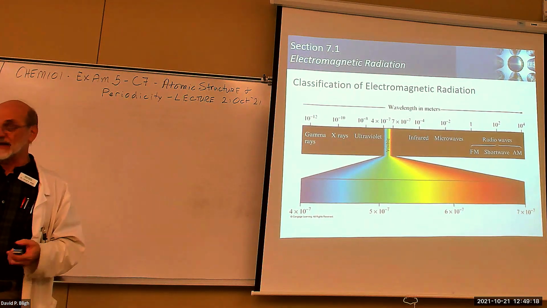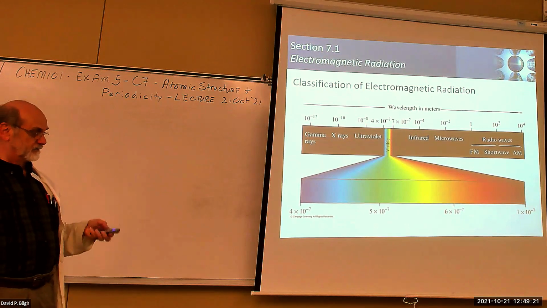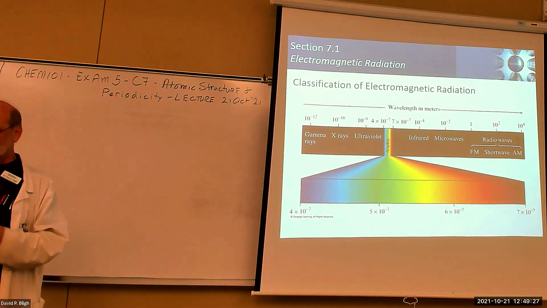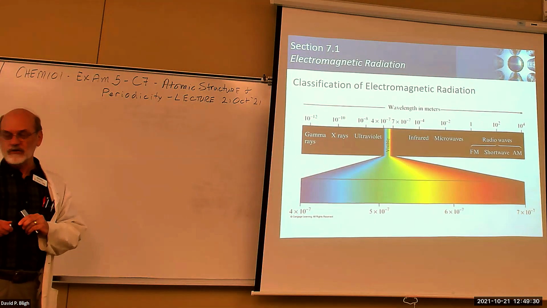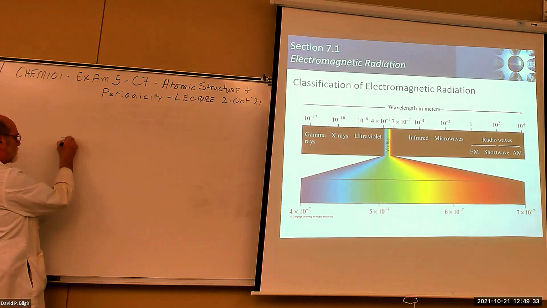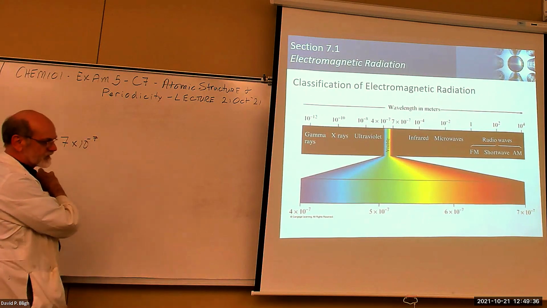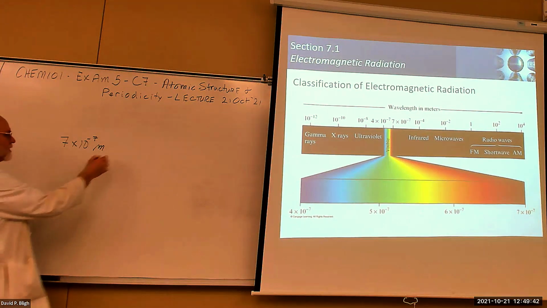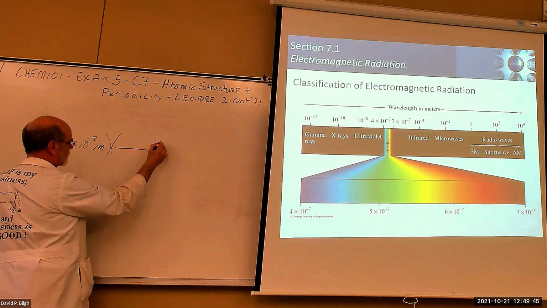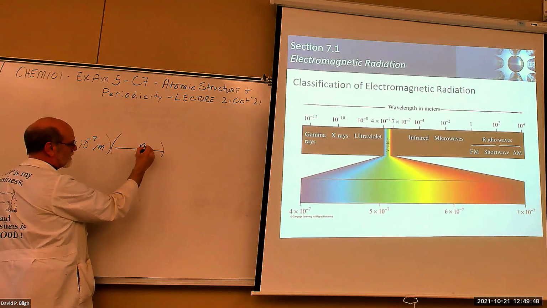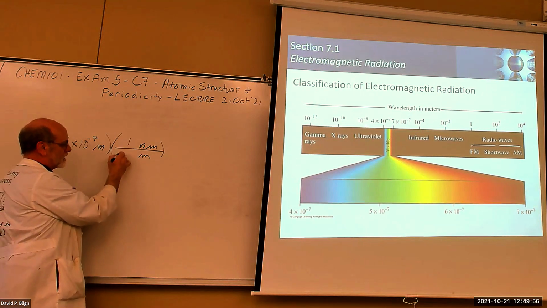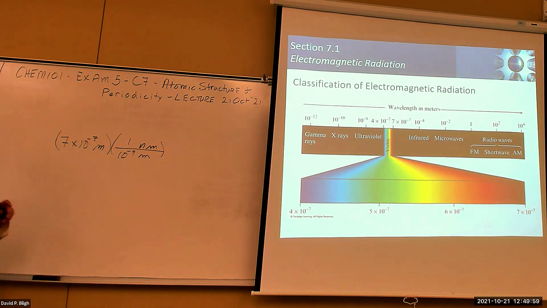I mean, in a conversation, I wouldn't want to say 7 times 10 to the minus 7 meter. It's too much trouble. So we use a different measure. We're going to change that to a new unit. We're going to use nanometers. So 1 nanometer is a billionth of a meter. So 1 nanometer is 10 to the minus 9 meters.